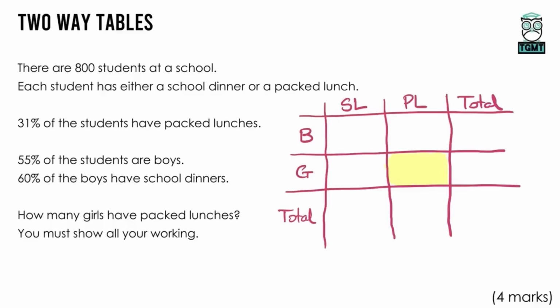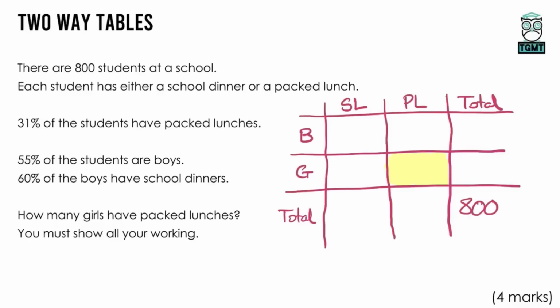So our goal is to find the number that goes in that box. Here there are 800 students in total, so 800 would go into our total in the bottom right. 31% of them have packed lunches, so we need to work out 31% of 800.